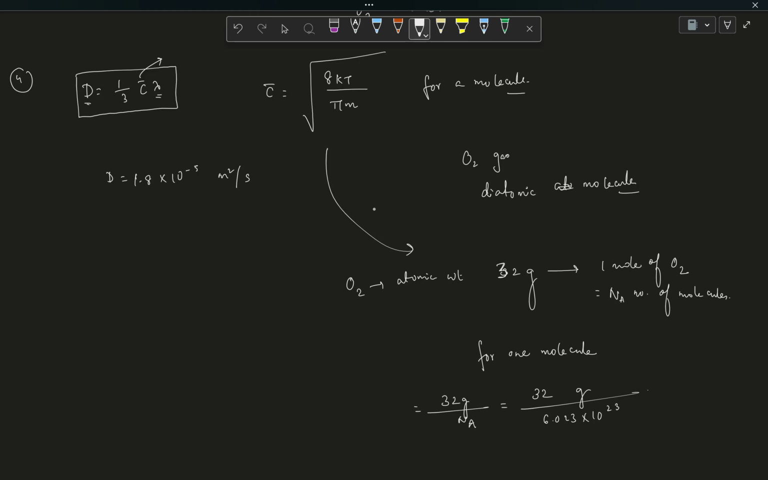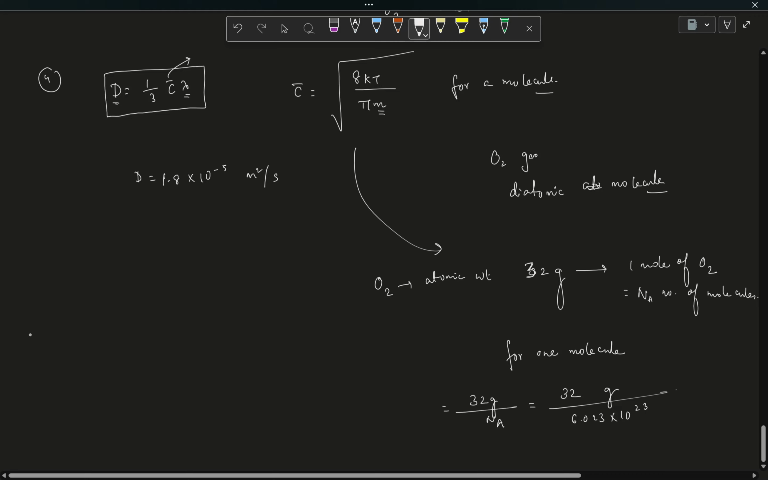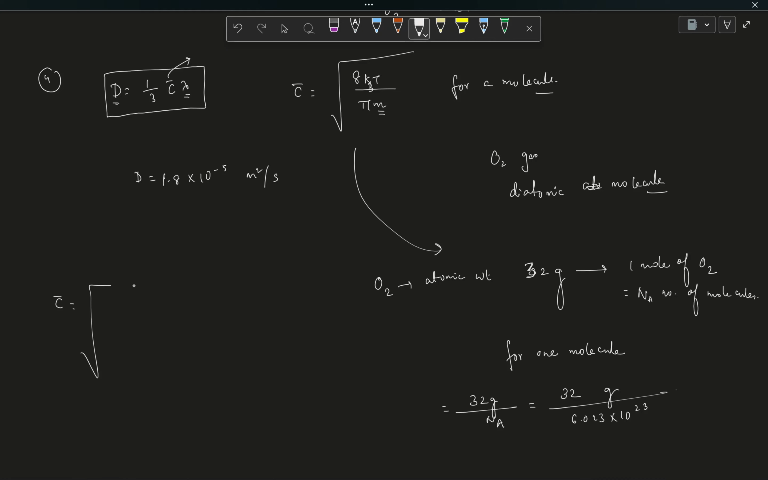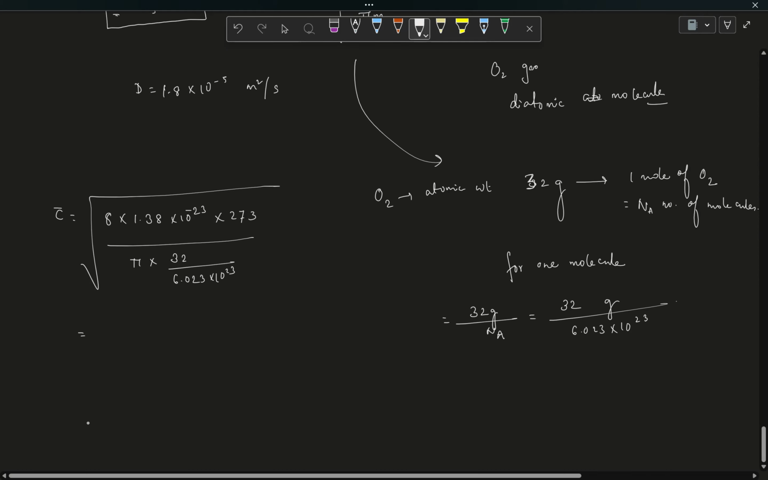So we have to use this in the position of m in the c bar expression. And this is k_B, the Boltzmann constant. So our c bar, first let us calculate c bar. 8 into, this is SI unit, 1.38 into 10 to the power minus 23 is the Boltzmann constant value, into temperature 273 Kelvin, divided by pi into m, which is 32 by 6.023 into 10 to the power 23. Now let us calculate this first.